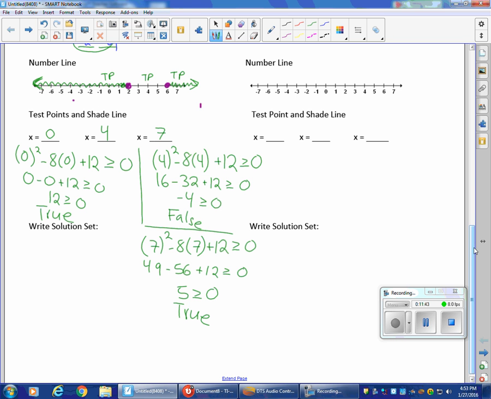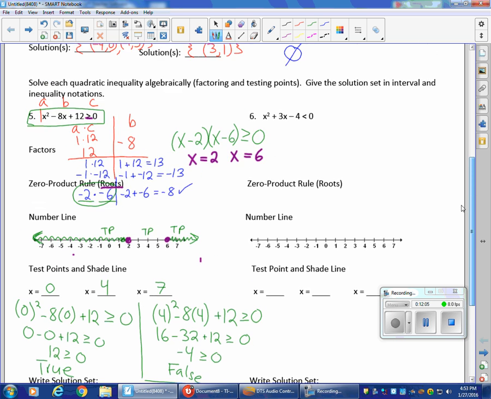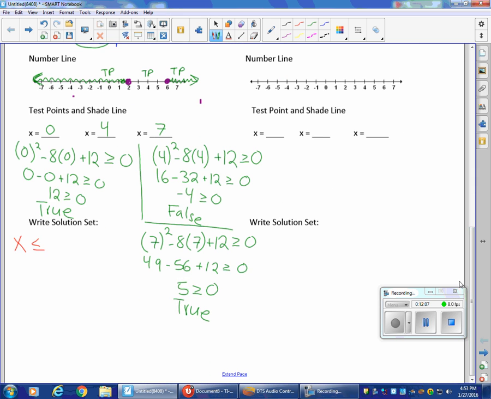In order to write our solution set, I want all the numbers that are less than 2. 1, 0, negative 1, negative 2. All of these are less than my root at positive 2. So x is less than or equal to 2. Why is it equal to? Because we started our problem with a bar. So my solution set has a bar. Or these numbers, 7, 8, 9, 10, they're all greater than 6, so I get x is greater than or equal to 6.